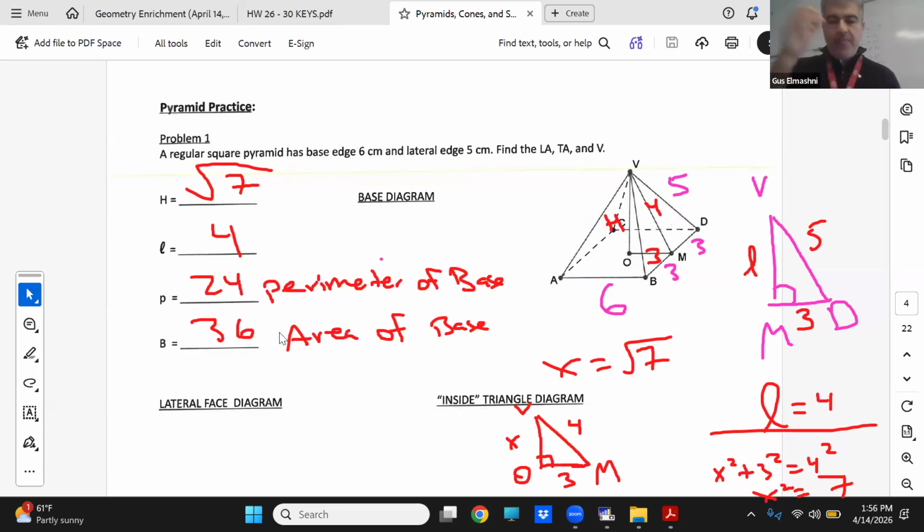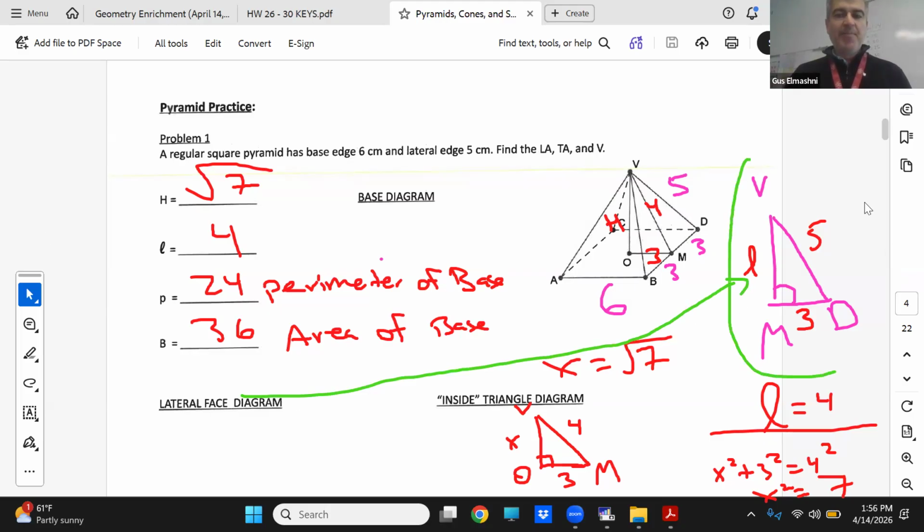I didn't quite follow all these different diagrams. I mean, sure, you can redraw the base. The lateral face diagram, by the way, is right over here. Oh yeah, that's where we're going to practice this. Not on the quiz, no.